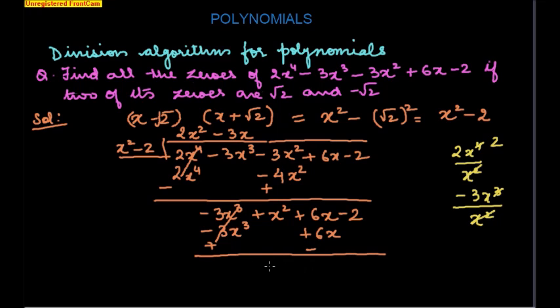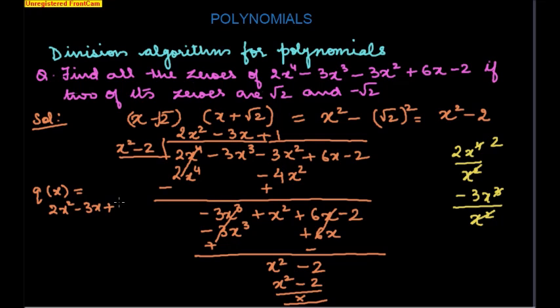Again I write the variable with the highest power, that is x square. This gets cancelled and I get minus 2. Now it is simpler because the next term of the quotient will be plus 1, and I get x square minus 2, and when you subtract you get 0. So here the quotient is 2x square minus 3x plus 1, and the remainder is 0.